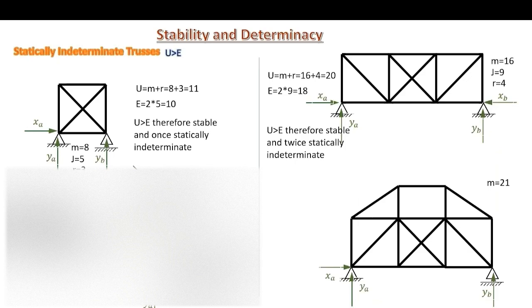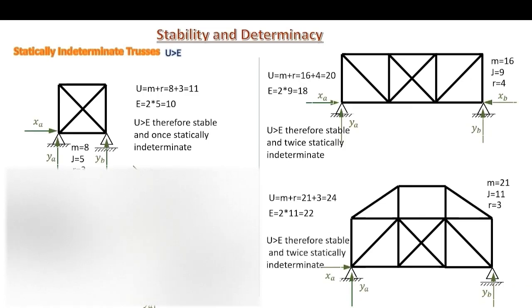For our last truss, we have 21 members, 11 joints, 3 reactions. The unknowns are 24, equations are 22. So our truss here is stable and twice statically indeterminate.